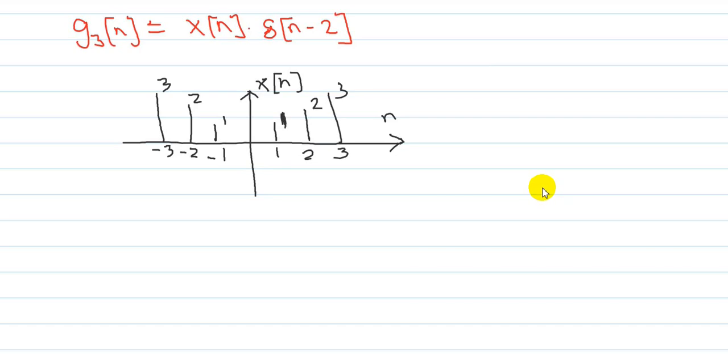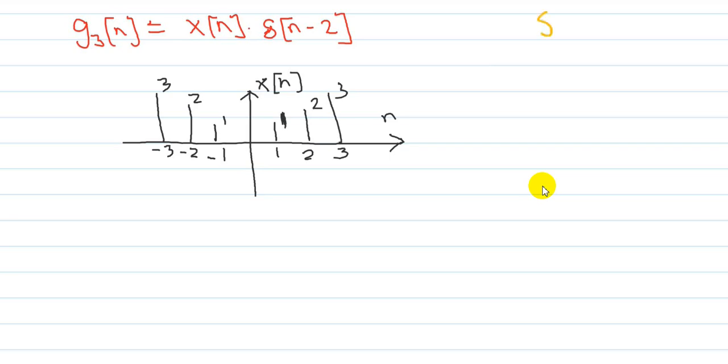Okay, now let's move to the next question. The next question is we need to plot the signal G3 of n here. G3 of n is basically multiplying the signal x of n, which we already plotted earlier and which I have shown you right now, with delta of n minus 2. So let us first discuss what is delta of n here.